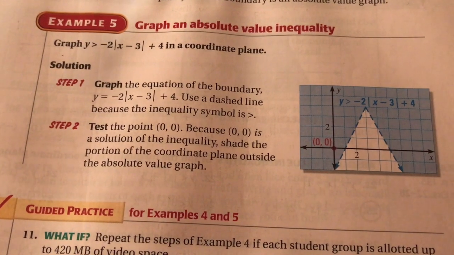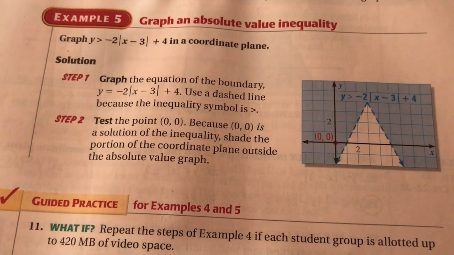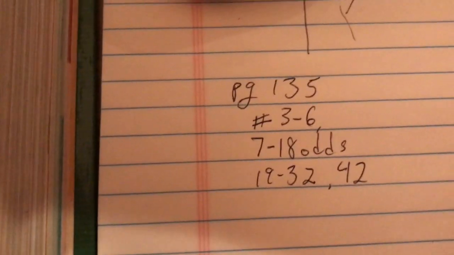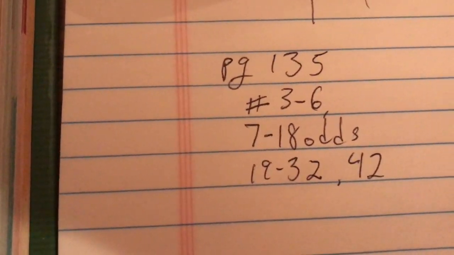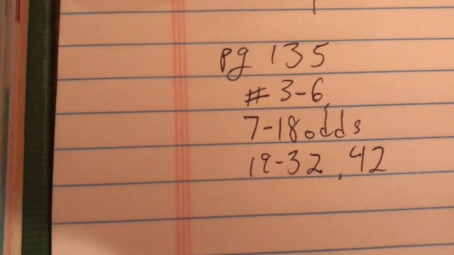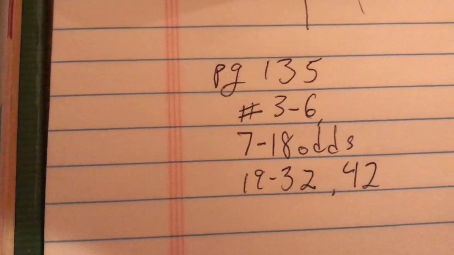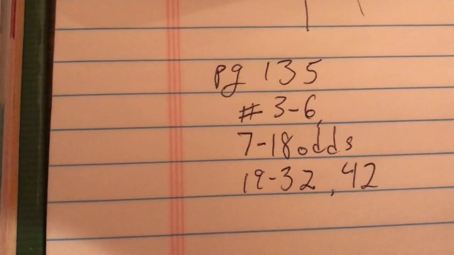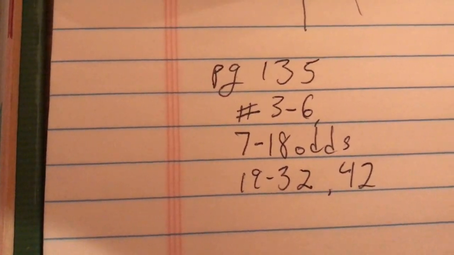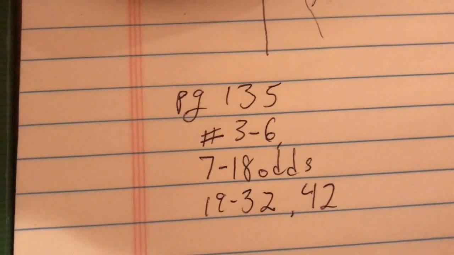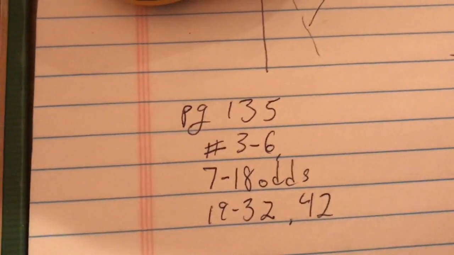And so I want you to now take a couple practices. So the numbers I want you to do for today are page 135, 3 to 6, which are similar to the first one. You're just testing points. Then 7 to 18 odds. Then 19 to 32, which is going to be some graphing. And then 42 is going to be a challenge. So whatever you don't finish in class is due for homework.